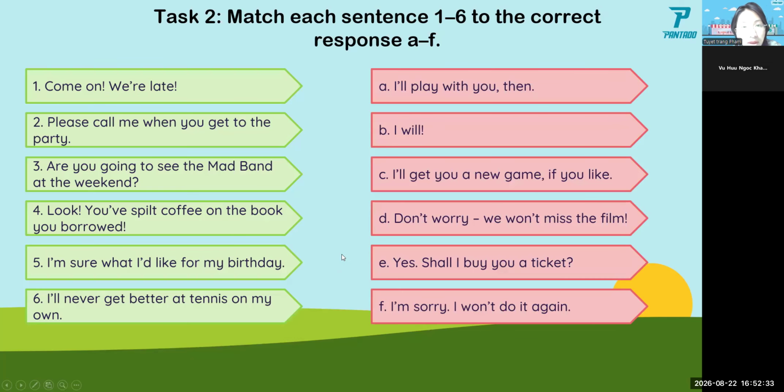And now task number 2, match each sentence 1 to 6 to the correct response from A to F. Okay, I do that, Ken. We have one by one, please.